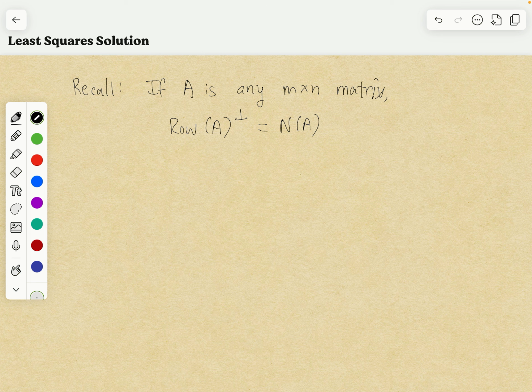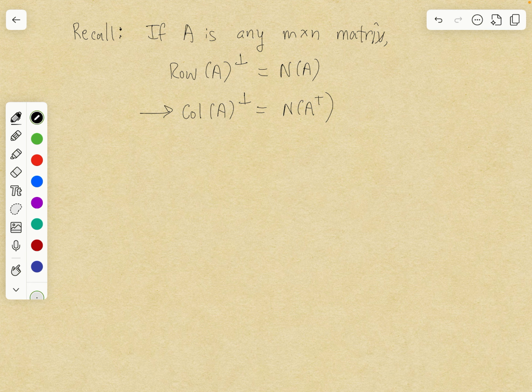And if you apply that fact to A transpose, the row space of A transpose is just the column space of A, and so we see that the column space of A, the set of vectors orthogonal to the column space of A, is precisely the null space of A transpose. And we're going to use this second fact in finding a formula for something called a least square solution to Ax equals b. So what's the least square solution?